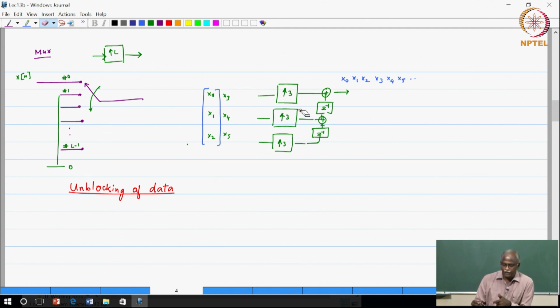And of course, if you combine the upsampler with the delay elements, this would give us the parallel to serial conversion, in this case with L equal to 3 channels with the anti-clockwise commutator. Now, the reason we choose clockwise in one direction and anti-clockwise in the other direction is so that the data will come out in the correct sequence.